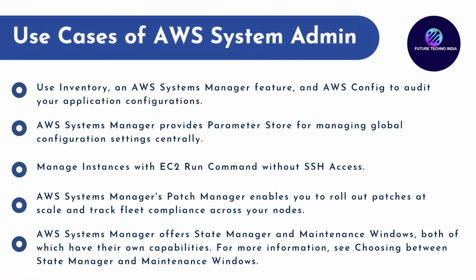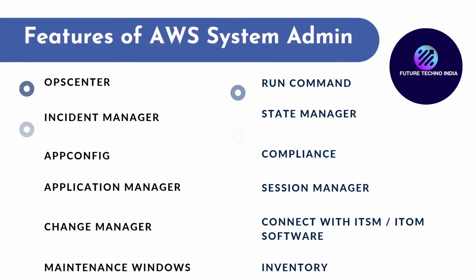Then the use cases of a system admin, which we'll be covering. These include inventory on the AWS Systems Manager feature, configuration and application configuration, Systems Manager Parameter Store for storing and managing global configuration, managing EC2 instances to run without SSH access, patching of your OS, and then scaling that. The same you will find for Windows, and maintenance windows for both, which have their own capabilities. If you want more information, you can choose between State Manager and Maintenance Window for the description.